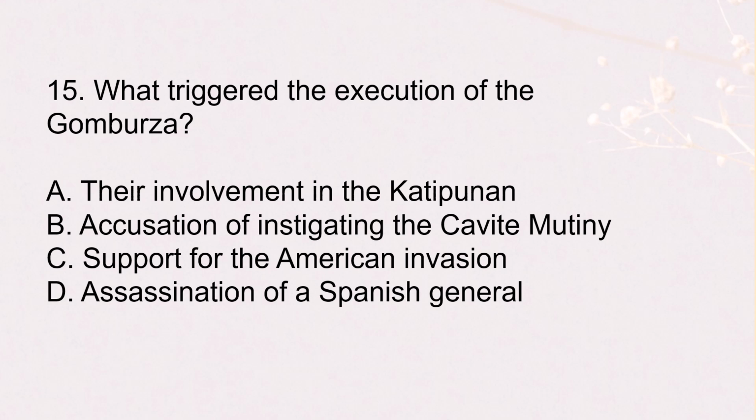Number 15. What triggered the execution of the Gomburza? Letter A, their involvement in the Katipunan. Letter B, accusation of instigating the Cavite Mutiny. Or letter C, support for the American invasion. Or letter D, assassination of the Spanish general.